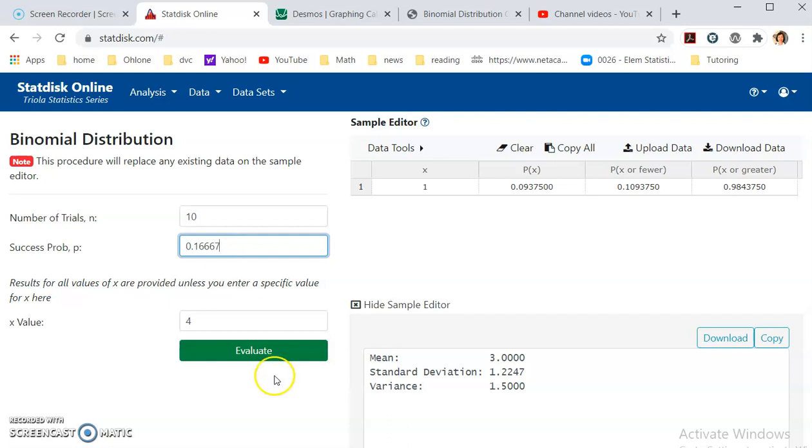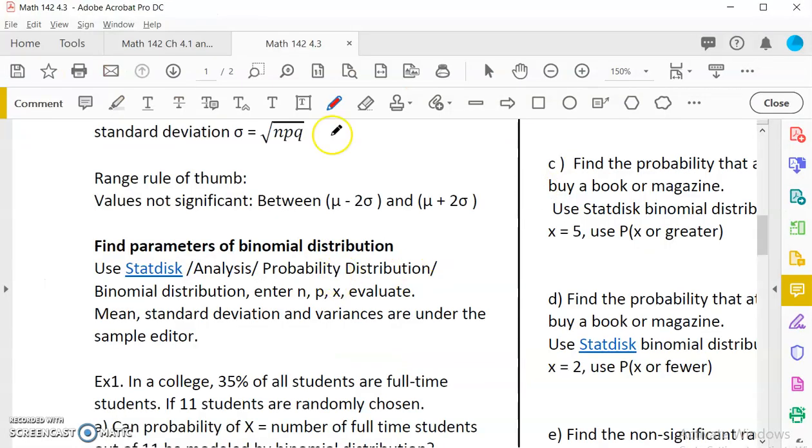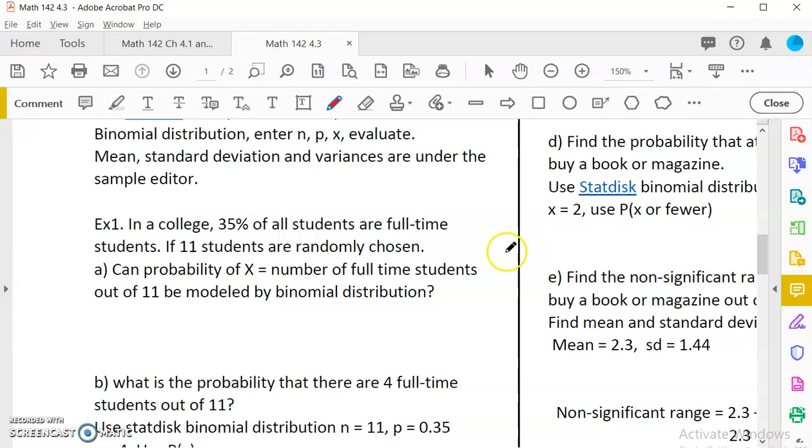0.16667. So give it a little bit more. Evaluate. So wow, to get 4 is actually 0.05. This is actually quite possible. Okay, so that's how you do it. So let's just do a few more examples so you can see how to do it.